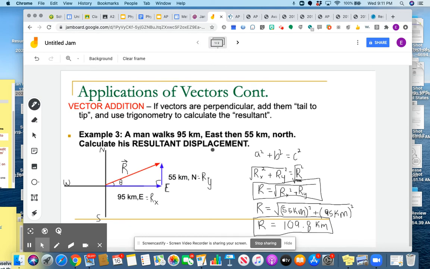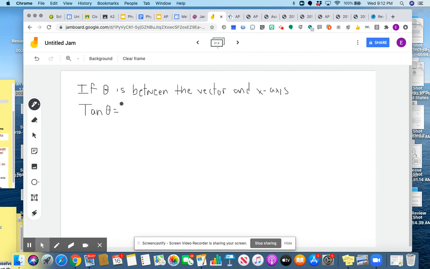So tangent is the opposite over the adjacent side. The opposite side, the side opposite to theta, is the y component of the vector. The adjacent side would be the x component. So the standard equation would be that the tangent of theta is the y over the x component. So r sub y divided by r sub x.